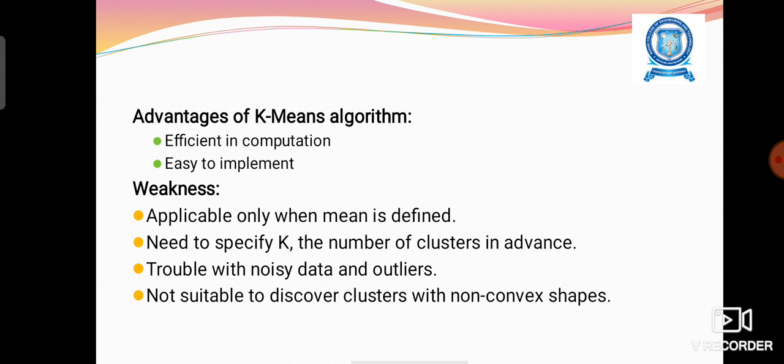The k-means algorithm is efficient in computation. It is easy to implement, and there are some negative points also for the k-means algorithm. K-means algorithm is applicable only when the mean is defined. There is a need to specify k, that is, we have to assume the number of clusters in advance. It won't work with noisy data and outliers. It is not suitable to discover clusters with non-convex shapes.